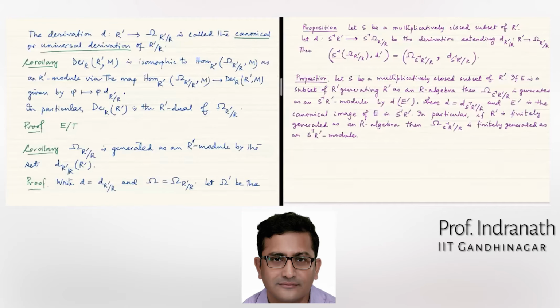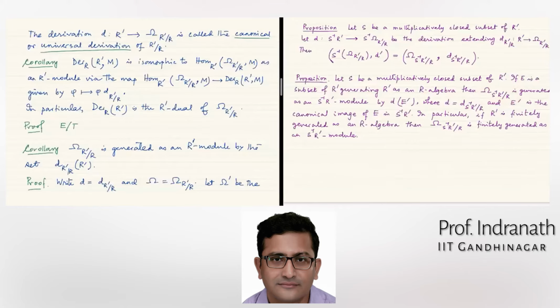Okay. And another proposition, this also will be useful, a technical lemma but very important: if you have a multiplicatively closed subset of R dash, and E is a subset of R dash generating R dash as an R algebra, then this omega of S inverse R dash over R. So we are now talking about the module of Kähler differentials under the extension S inverse R dash over R. That's it.